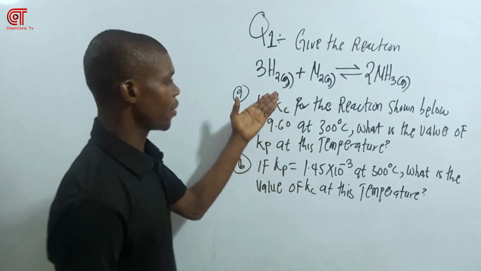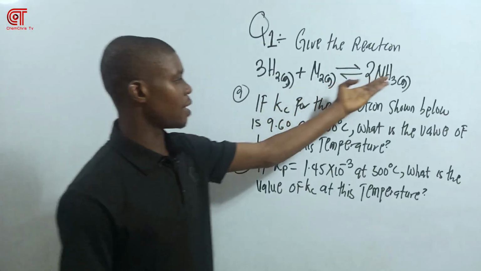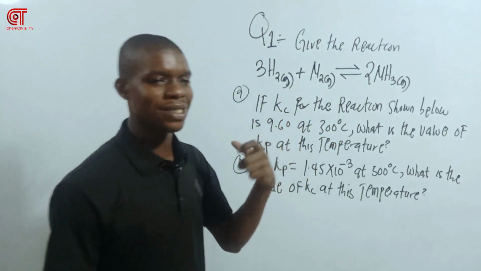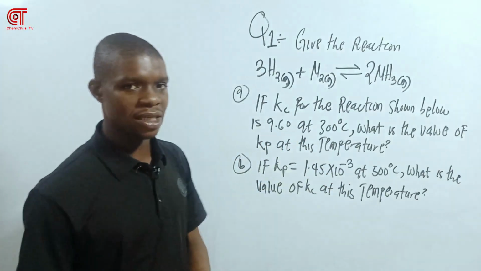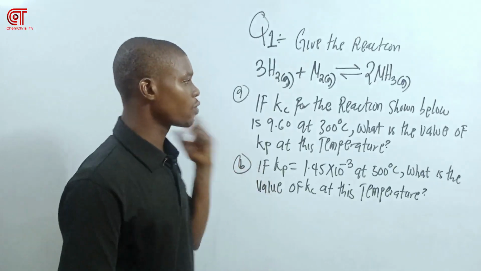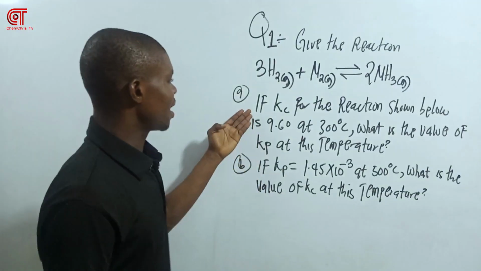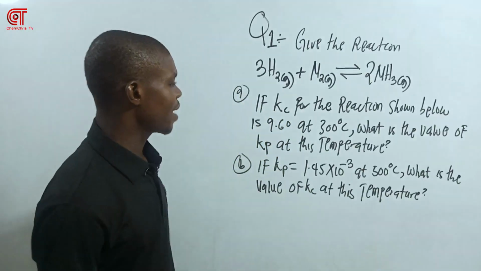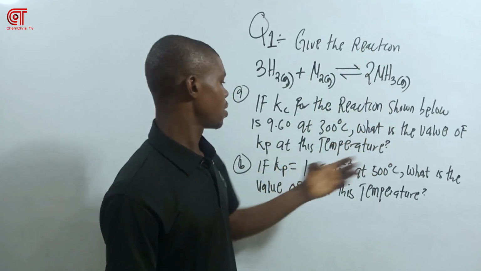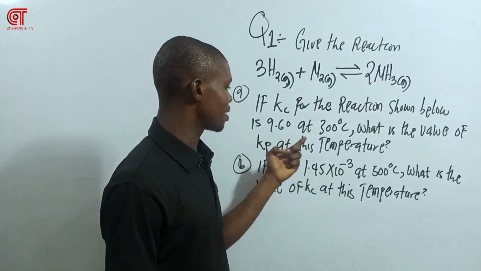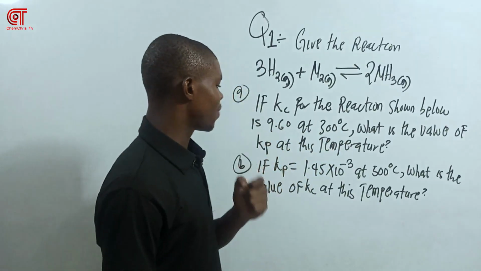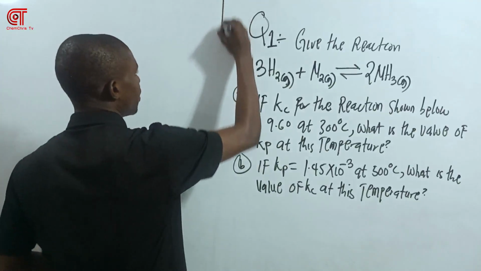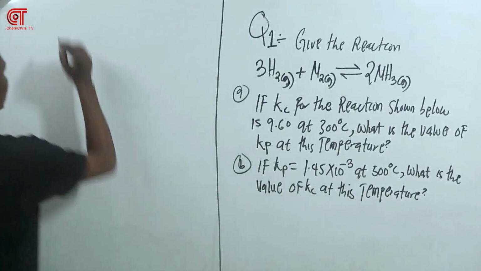Given the reaction here, the reaction is balanced. For every question given to you, you must first check if the equation is balanced because at times it may not be, due to mistakes or typographical errors. So you have to balance the equation. Here we have two parts. If Kc for the reaction below is 9.60 at 200 degrees centigrade, what is the value of Kp at this temperature? So now let's start solving. Here is the solution.